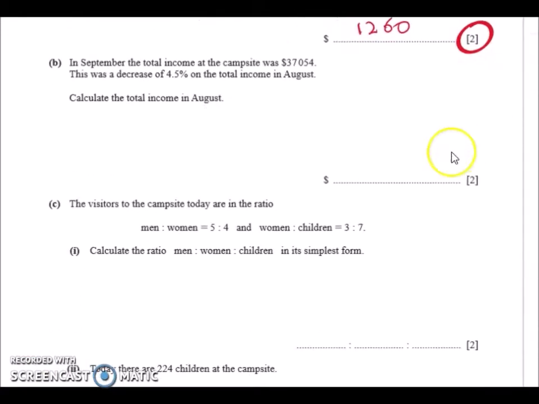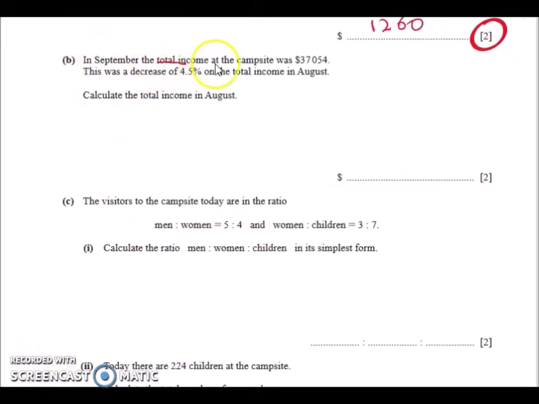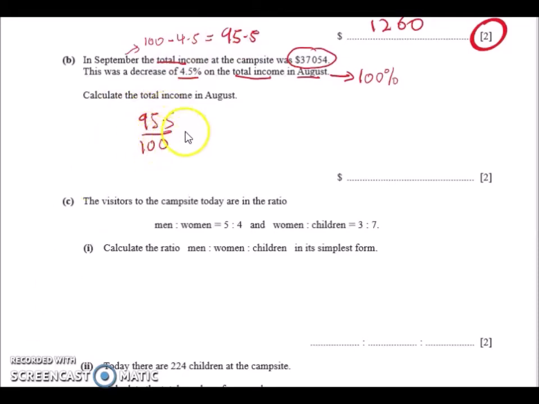Okay, question B. For this question, in September, the total income is $37,054, and it was a decrease of 4.5% on the total income in August. So it means August is 100%, and September is 100 minus 4.5%, so it will become 95.5%. We multiply 95.5% with the August income, which we just put as H.